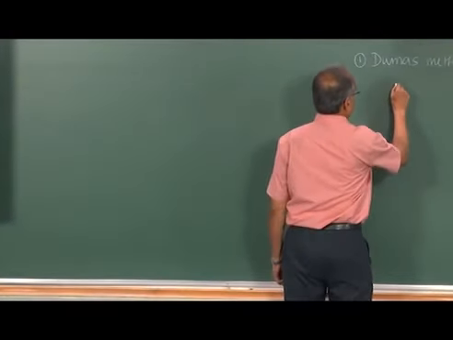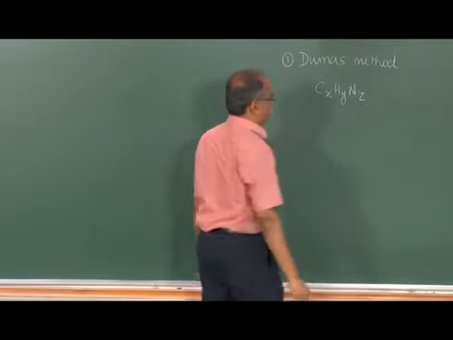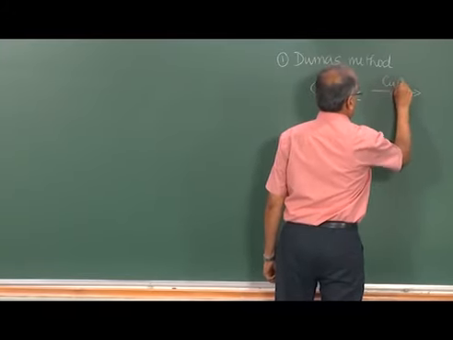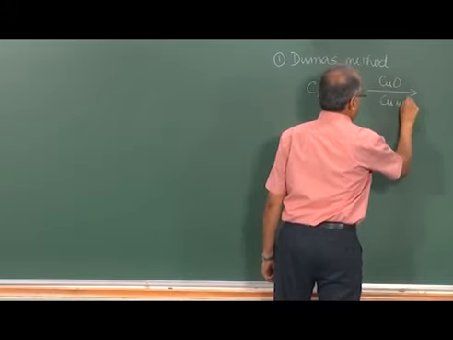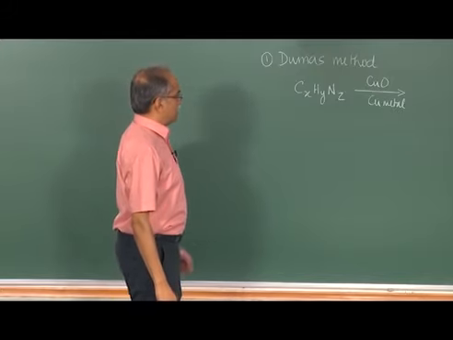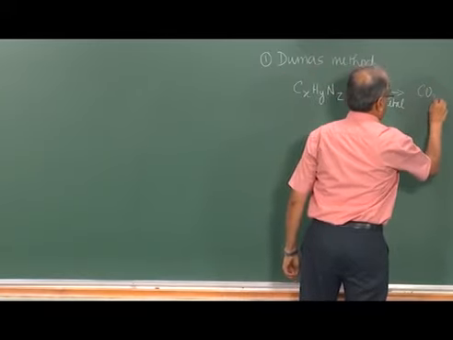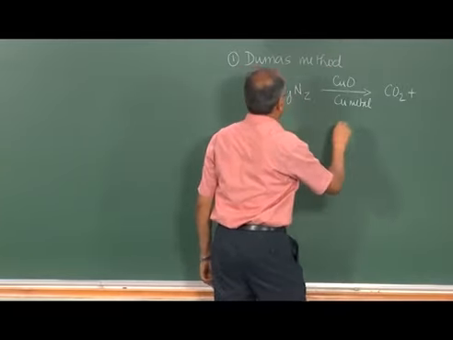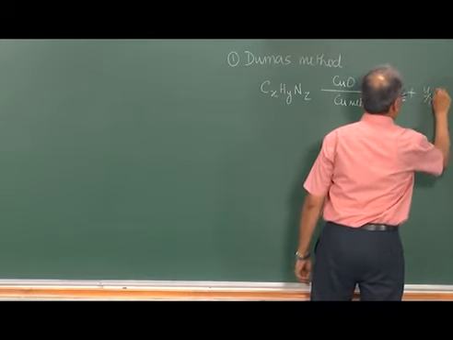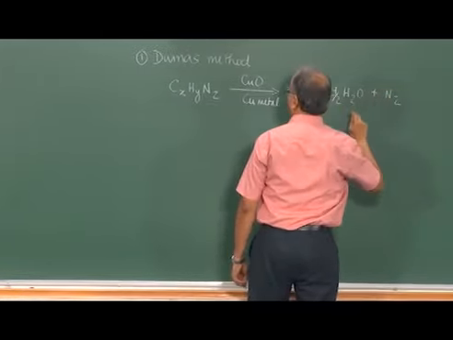heating the organic compound, let us say the organic compound has this kind of a molecular formula. When it is heated over a surface of copper oxide and copper metal under a stream of carbon dioxide, the carbon present in the organic compound is converted into carbon dioxide completely, and the hydrogen that is present in the organic compound is converted into water, and the nitrogen is converted into N2 gas.